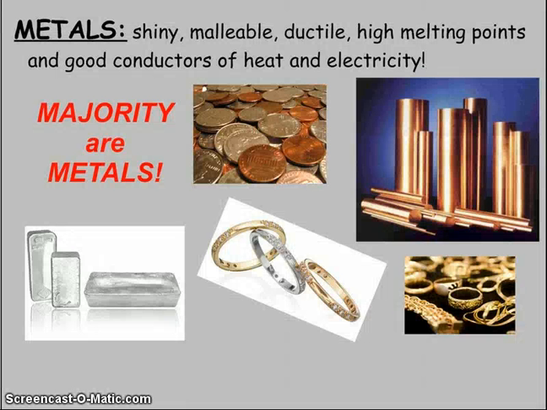But metals are exactly what you think they are. They are shiny. They are malleable, if you remember from Unit 1. I can hammer them and they will bend and shape and not shatter. Ductile means that we have the ability to draw out the metals and put them into the form of wires, which, copper wire is predominantly how we get electricity around. And that's because they are great conductors of heat and electricity.